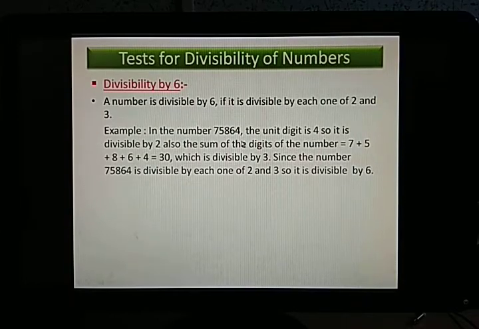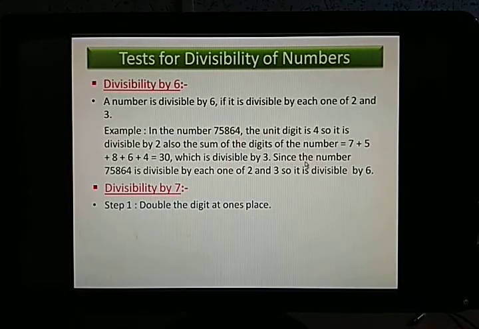Now to check whether it is divisible by 3 or not, we have to add all these digits: 7 plus 5 plus 8 plus 6 plus 4. It gives us 30, and 30 is definitely divisible by 3. So this whole number is divisible by 3. Since it is divisible by 2 as well as by 3, definitely it is divisible by 6. Clear? Now next is divisibility by 7.